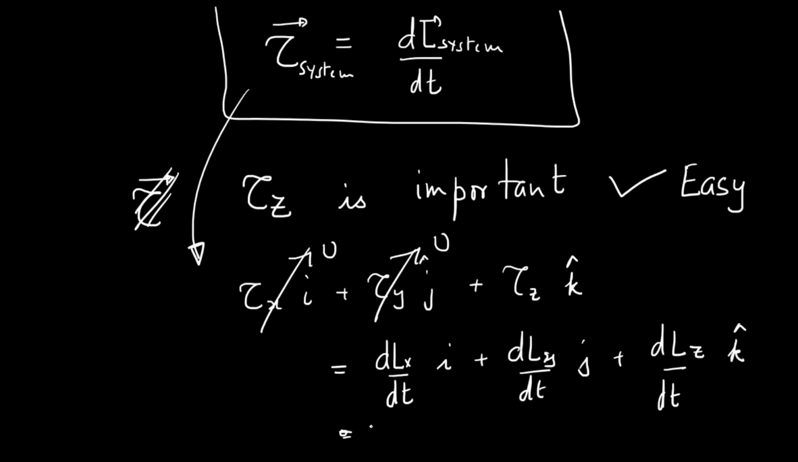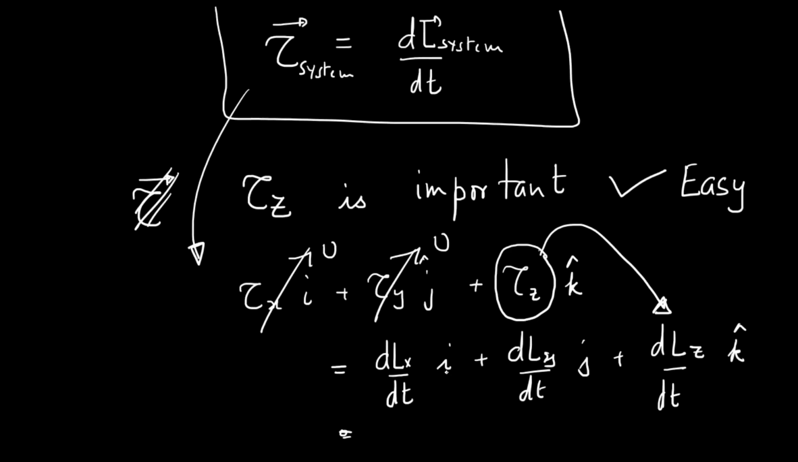So what we will focus on when doing calculations with this is the only thing that's important. Now this is directly related to this. We're seeing the effect of tau z, and that is going to affect only dLz by dt.